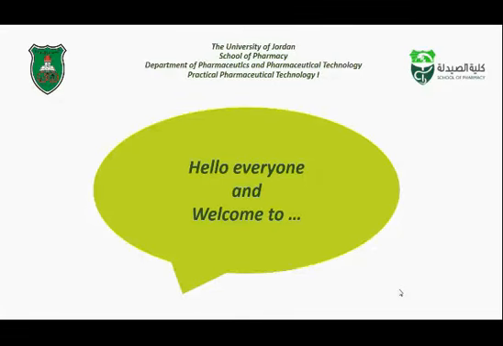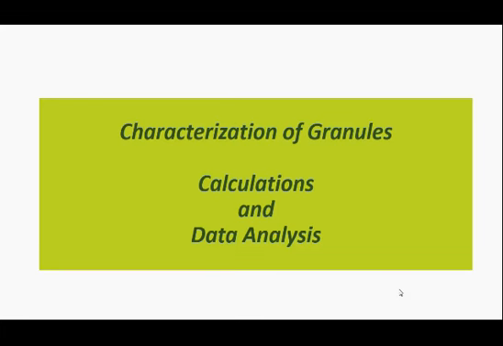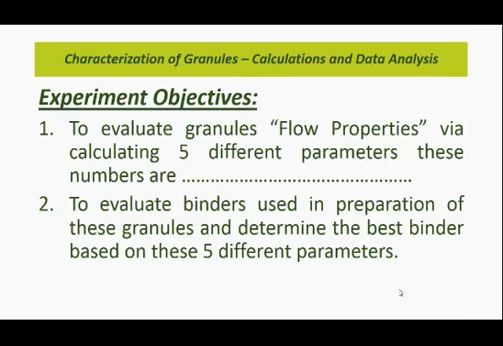Hi, this is Characterization of Granules Physical Properties Experiment, Calculations and Data Analysis part. Our objectives were first to evaluate granules flow properties via calculating 5 different numbers or parameters. These are flow rate, angle of repose, Carr's index, as well as Hausner's ratio, median particle size, and loss on drying or moisture content.